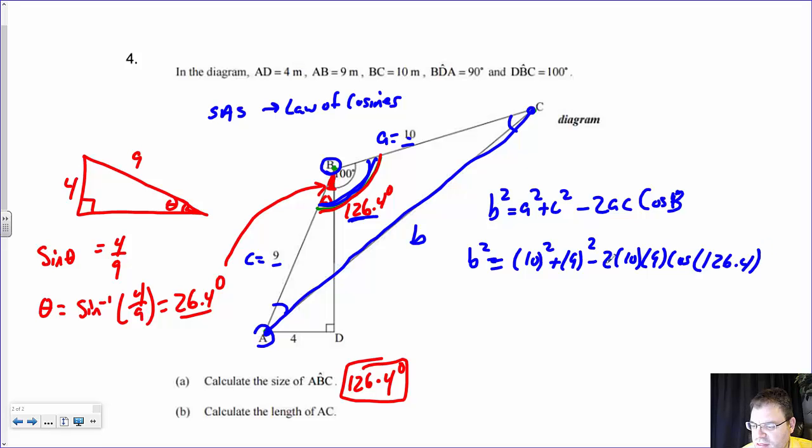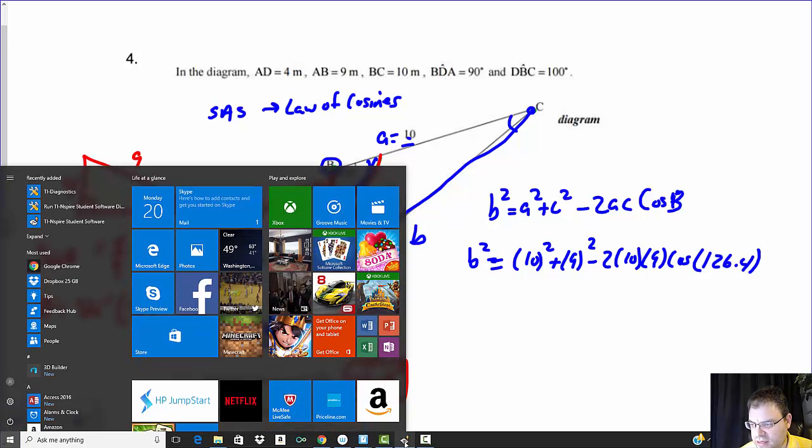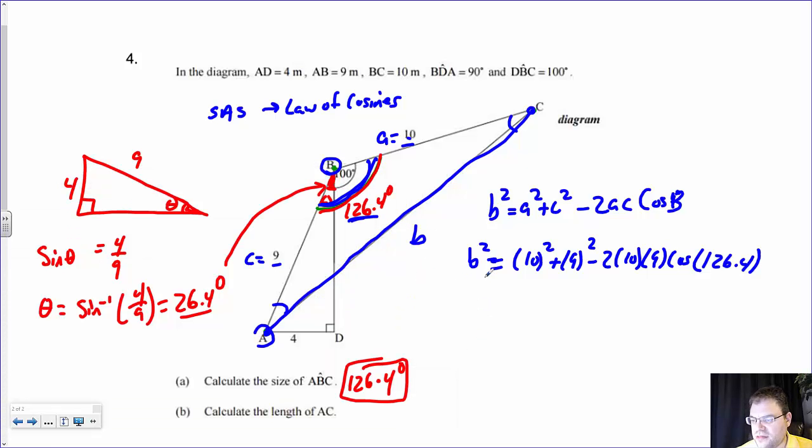So keep in mind, if you got this previous question wrong, you're going to get this question wrong because this angle will be bad. But I don't believe it is for our case here. So let's use a calculator. Actually, let me set this up a little further before we use a calculator.